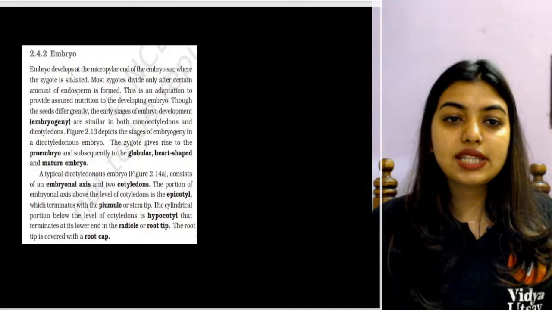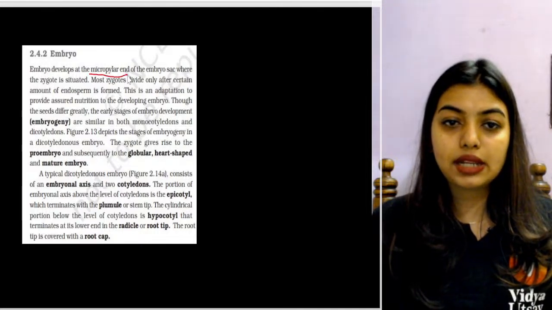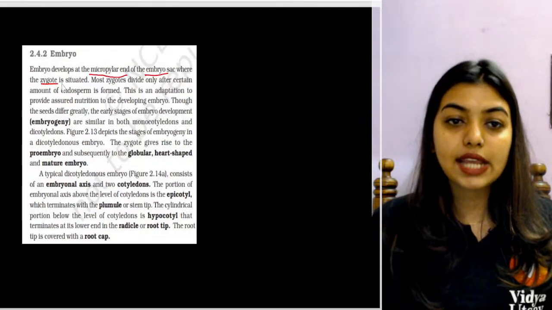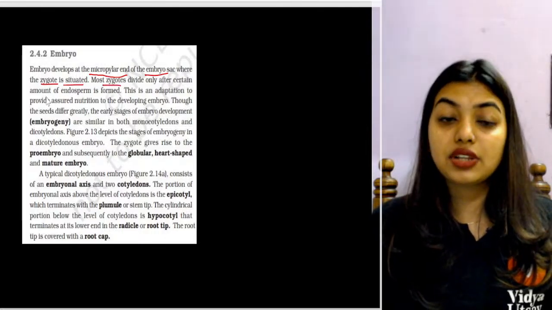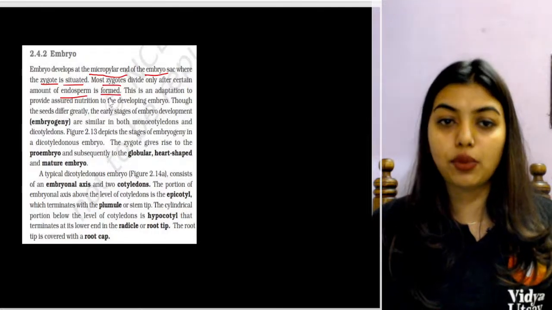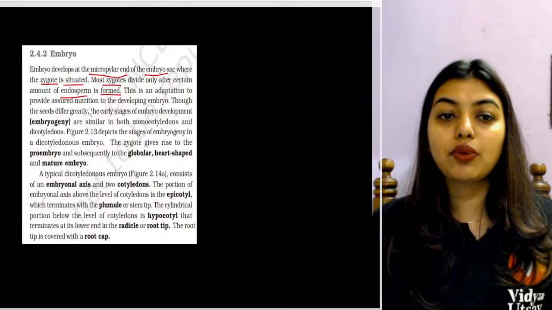Now students, the embryo develops at the micropylar end of the embryo sac where the zygote is situated. Most zygotes divide only after a certain amount of endosperm is formed. This is an adaptation to provide assured nutrients.